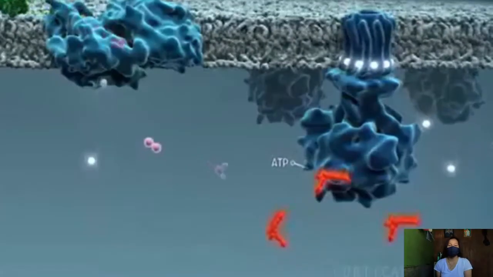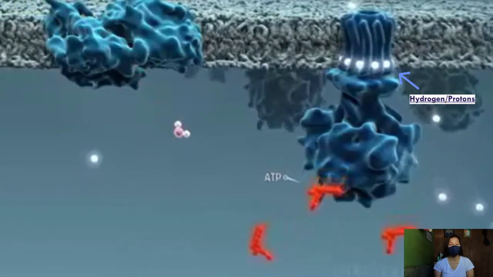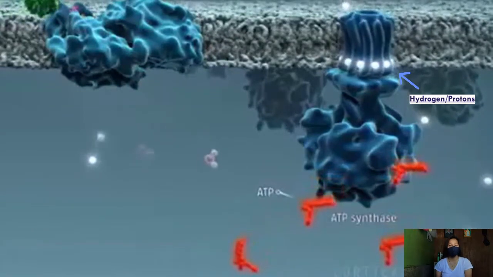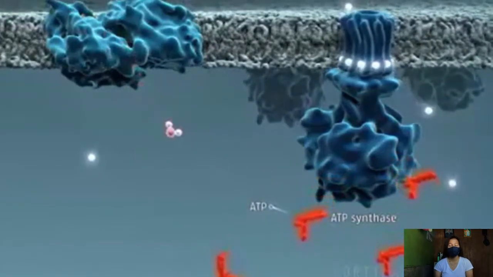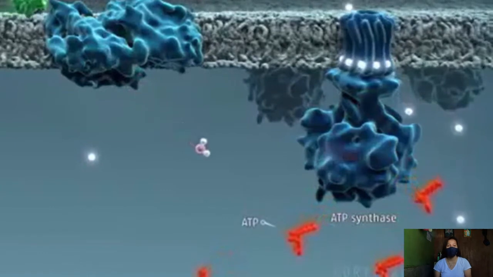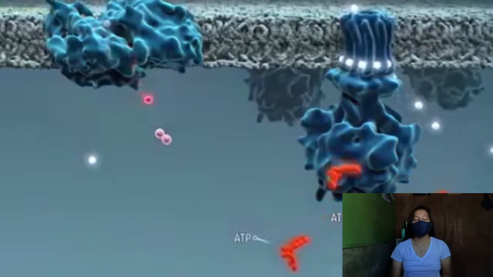ATP synthase is an addition to the electron transportation system. It is where the hydrogen ions in the intermembrane space are being collected for the conversion of ADP into ATP. In shorter words, the hydrogen ions from the intermembrane space pass through the ATP synthase to help the conversion of ADP into ATP.